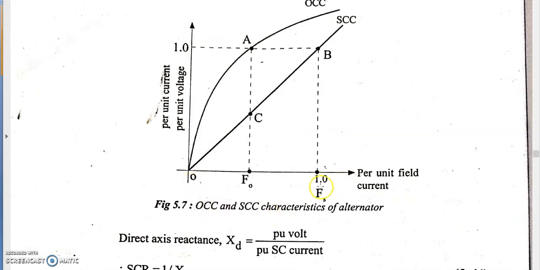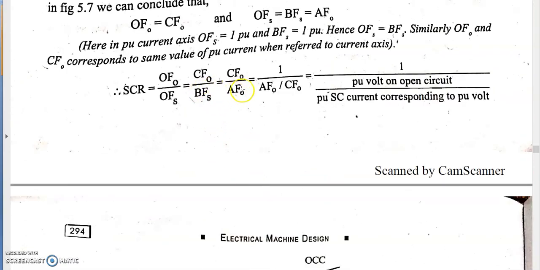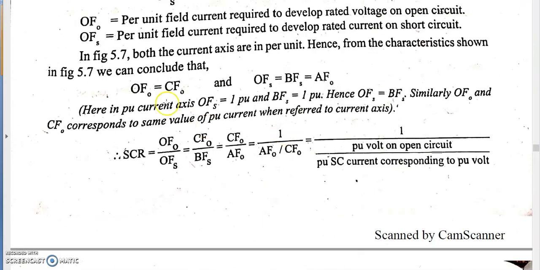Okay, this OFS is also equal to BFs or AF naught. So this BFs, AF naught is equal to OFs, and this OF naught is equal to CF naught. That is, this EF naught is equal to OF naught because it is the linear line. And so this SCR can also be defined in any of these parameters.